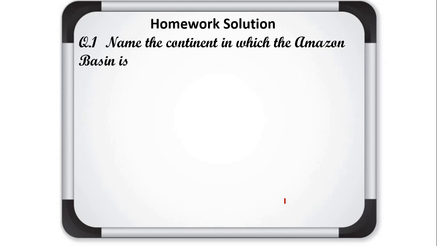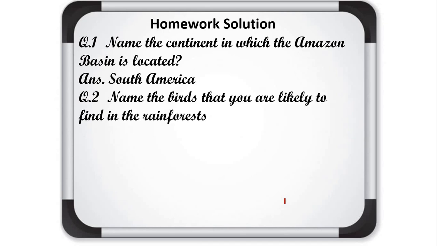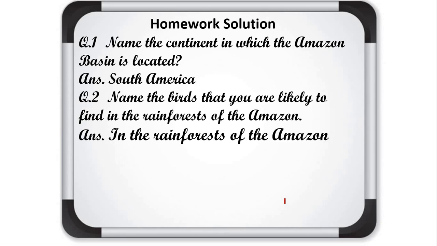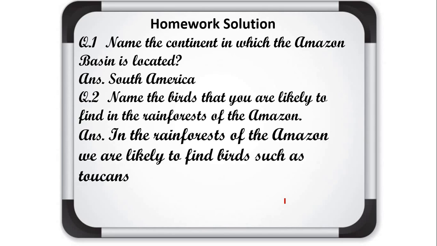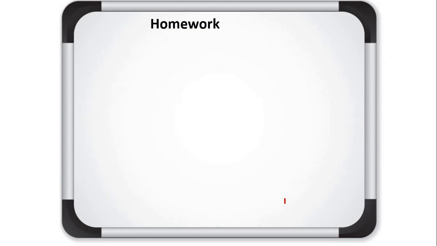Now we will have a discussion on the homework solution. Name the continent in which the Amazon basin is located. As we know, it is located in South America. And which birds are found in the Amazon basin? The birds which are found are the toucan and hummingbird, and the next one is the bird of paradise. So these are some common birds found in the Amazon basin.